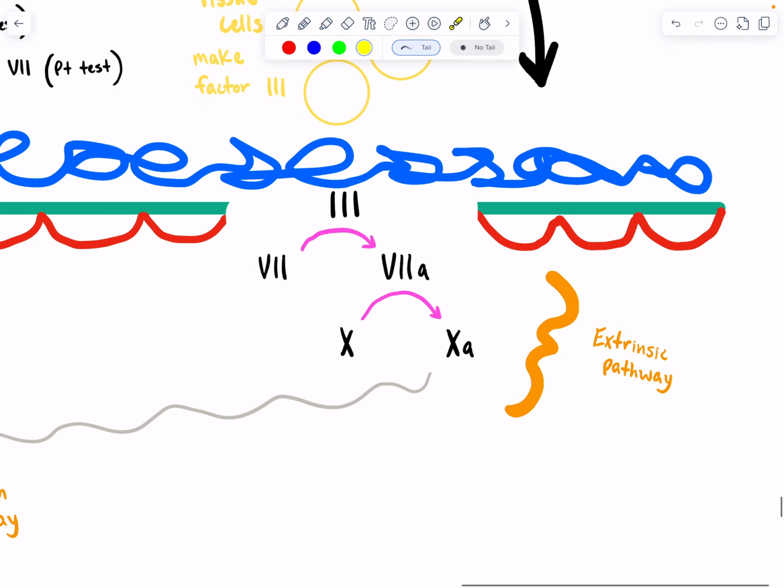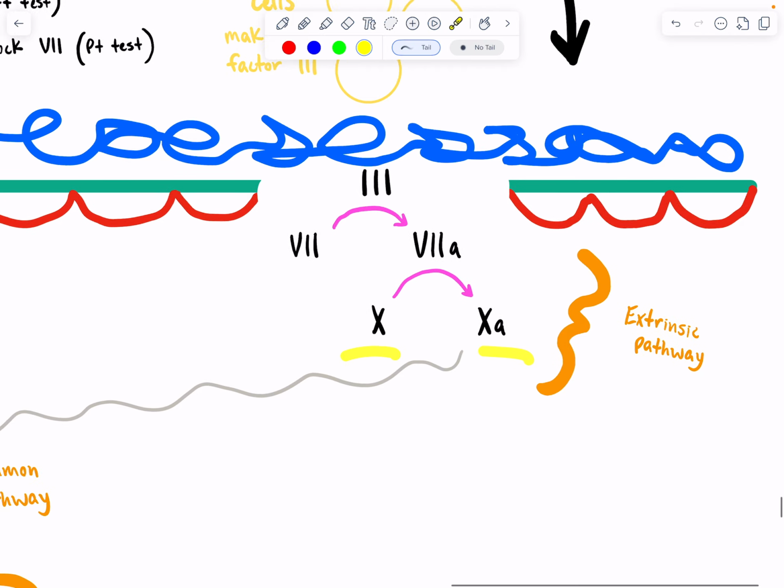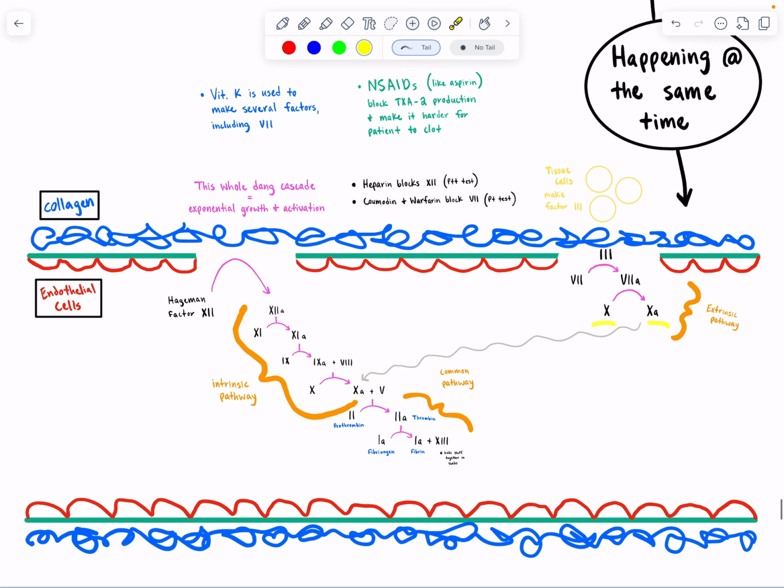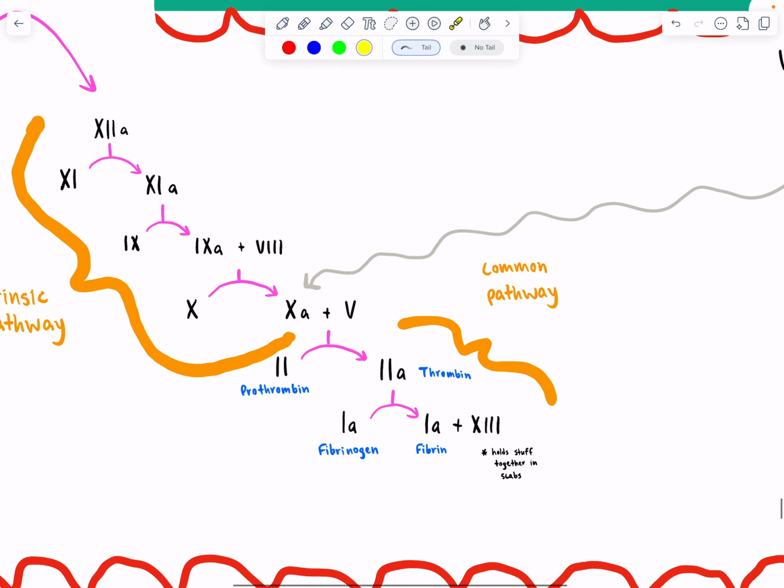Up here, in the extrinsic pathway, we have some more factors. Factor 3 changes 7 into 7A, and then that changes 10 into 10A. Now we see in both these cases we have 10 and 10A. So 10A is going to come down here and join as part of this. It's like a double whammy. We get 10A from both pathways, which even more so increases the amount of fibrin that we're going to be able to make. So 10A combines with 5.